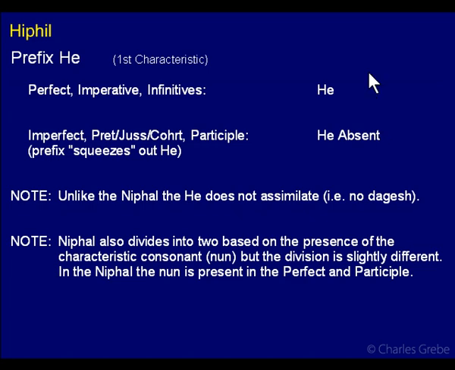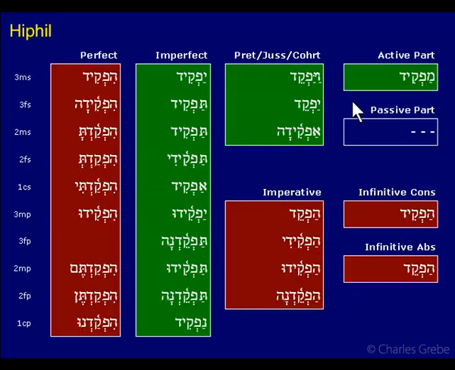So, I've labeled these as two separate major characteristics for the Hiphil. The first one is the prefix hey. And we see that in the perfect, the imperative, and the infinitives, the hey is there. That's simply this, the perfect, the imperatives, and the infinitives.